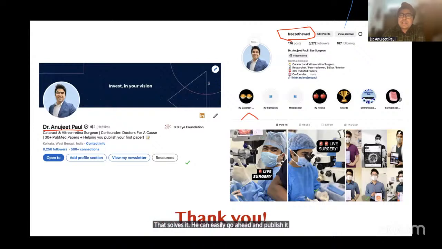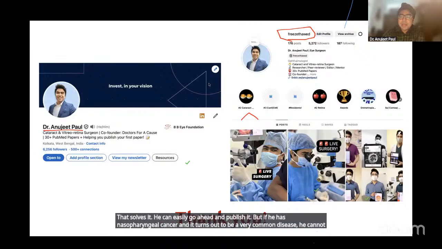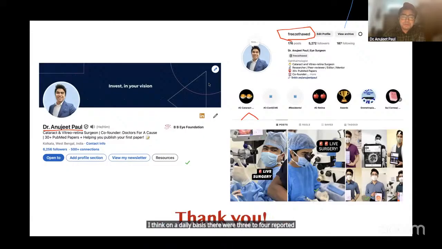But if he has nasopharyngeal cancer and it turns out to be a very common disease, he cannot choose it as a research topic. He has to go for at least 100, 200, 300 studies. For example, in spite of having so many mucormycosis cases, I showed a study in which we could only collect 2,800 cases of mucormycosis. I think on a daily basis, there were 3 to 4 reported. So there were much more.